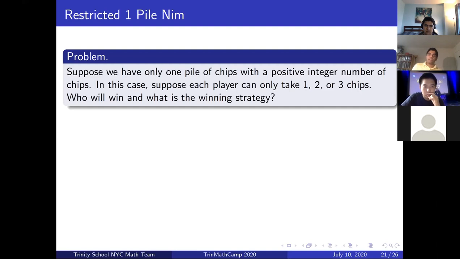And remember, both players can take 1, 2, or 3 chips. The first player does not have control over what the second player does, and the second player does not really have any control over what the first player does. They pick independently.